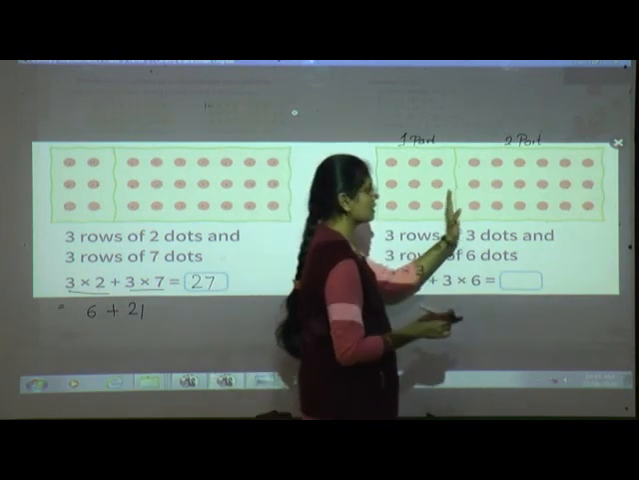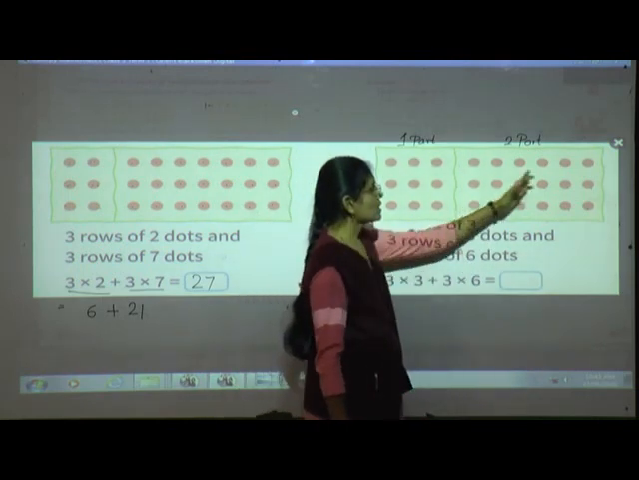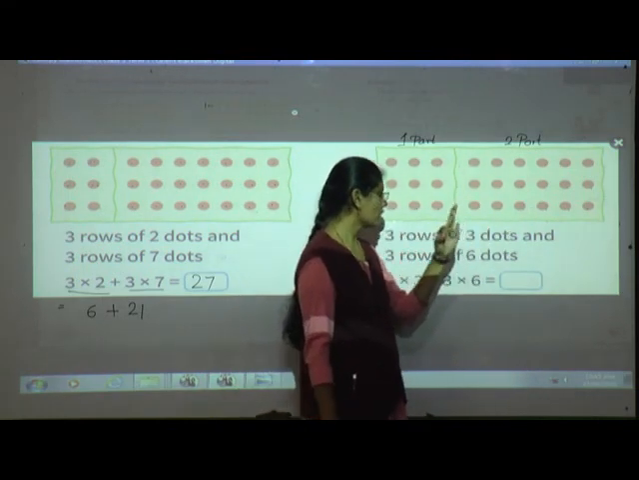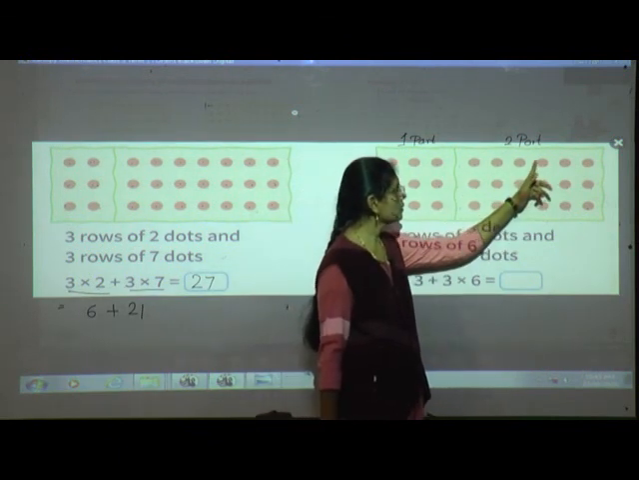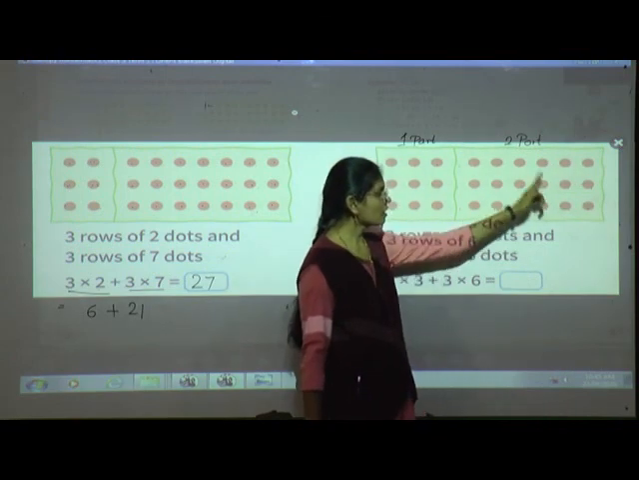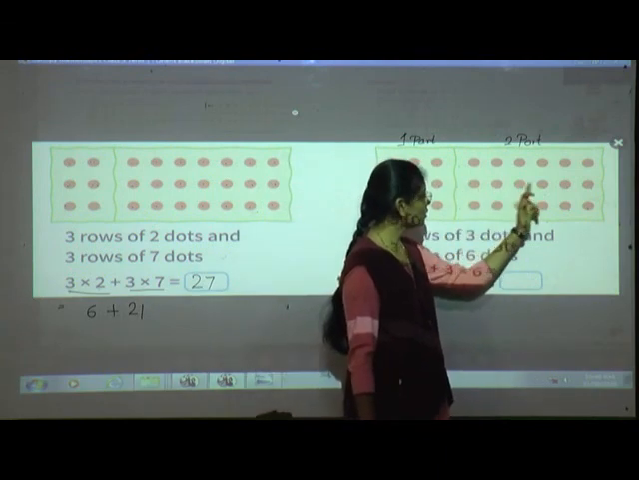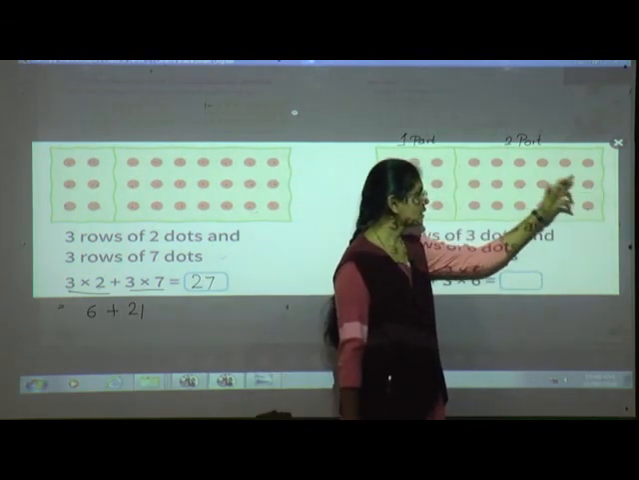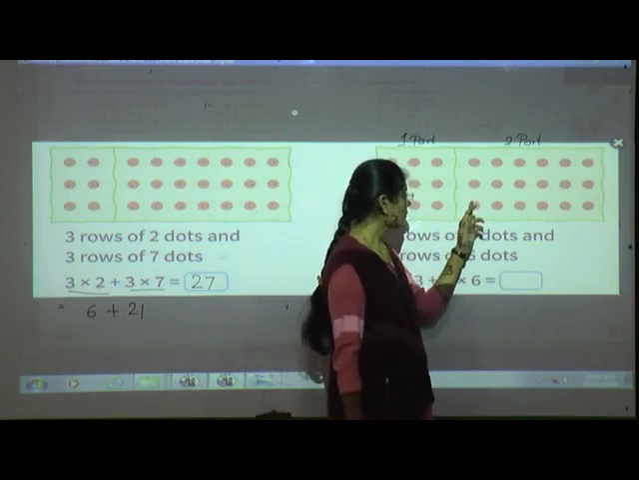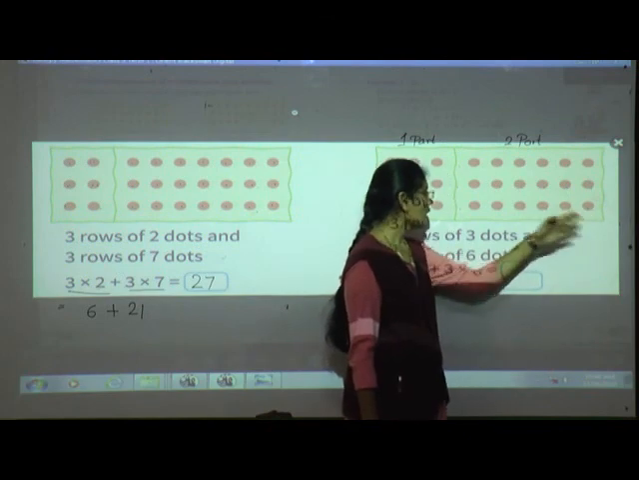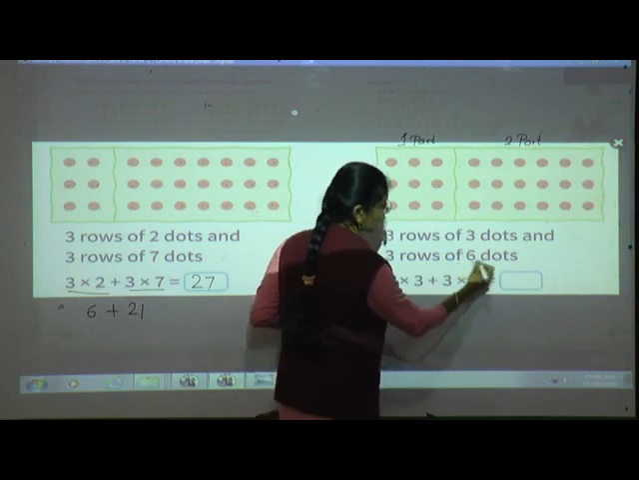Okay. Then see this part. Here how many rows you can see? Here also 3 rows are there. Okay. Then count in each row how many dots are there? 1, 2, 3, 4, 5, 6. In the first row there are 6 dots. Then see the second row. 1, 2, 3, 4, 5, 6. In the second row also there are 6 dots. See the third row. 1, 2, 3, 4, 5, 6. Again in the third row also there are 6 dots. Means 3 rows of 6 dots.